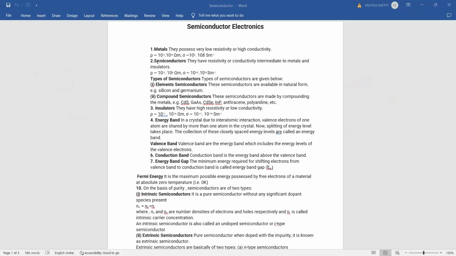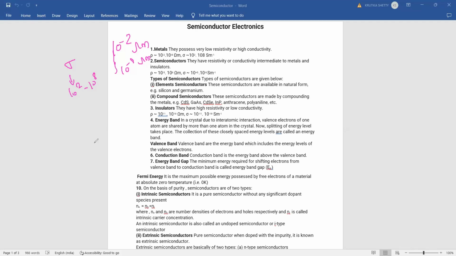But before that, let us see some of the points regarding metals and semiconductors. You can note down those points. For the metals, they possess very low resistivity and high conductivity. The resistivity for the metals is of the order of 10 raised to minus 2 ohm meter to 10 raised to minus 8 ohm meter. And the conductivity value is 10 to the power of 2 to 10 to the power of 8. That is the conductivity value for the metals.